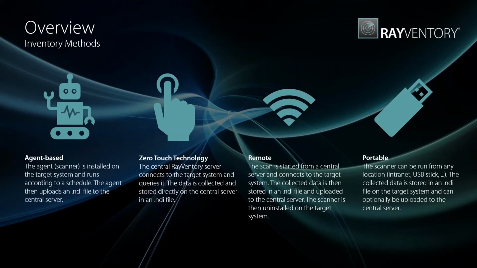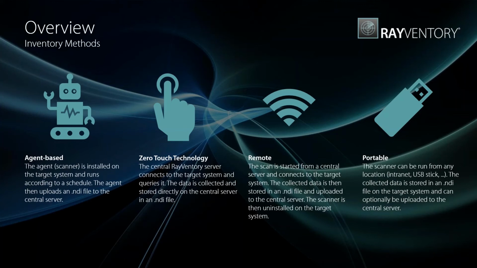Just to remind you what methods we have in place, we're always speaking about agent-based inventory versus zero-touch inventory. The difference is that agent-based is, of course, something that you install on the target system. Zero-touch instead is entirely network-based. So there's nothing that you install on a target system or copy over.